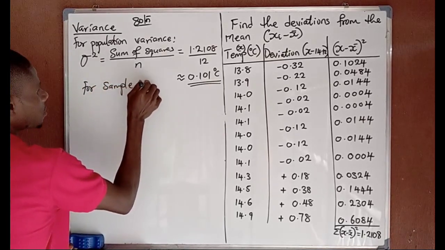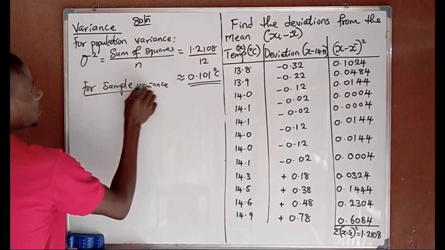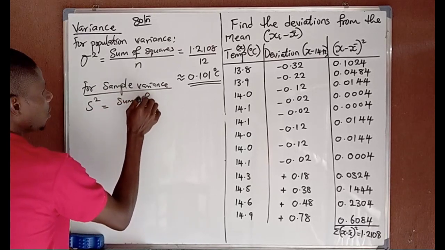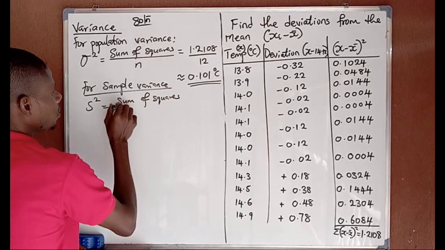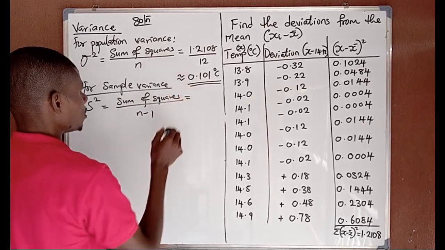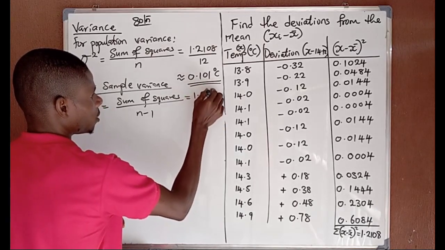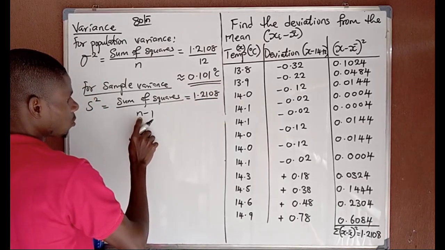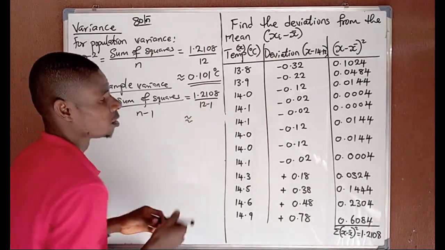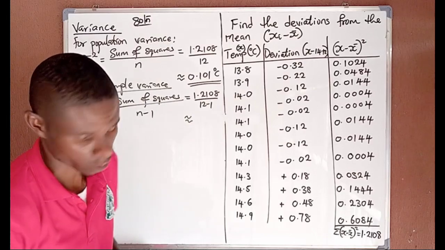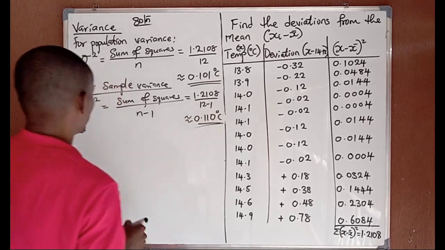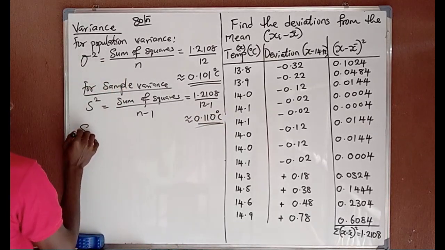For sample variance, we have s squared equals the sum of squares over n minus 1, because this is a sample. The sum of squares is 1.2108 over n minus 1, which means 12 minus 1, this is 11. So this is approximately 0.110 degrees Celsius.